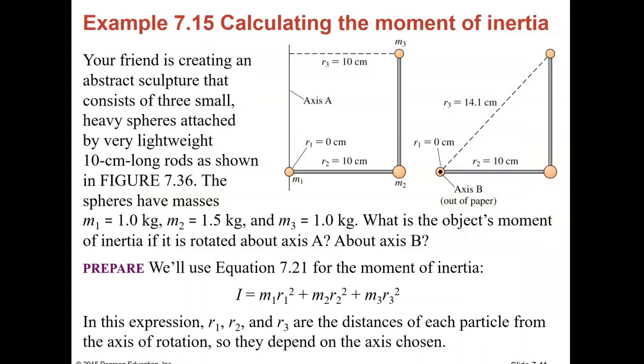All right, sample problem here. We're creating this weird little object here. It consists of three small heavy spheres attached by light 10-centimeter long rods, as shown to the right. The spheres have the masses as shown. What's the object's moment of inertia if it's rotated about axis A and axis B?